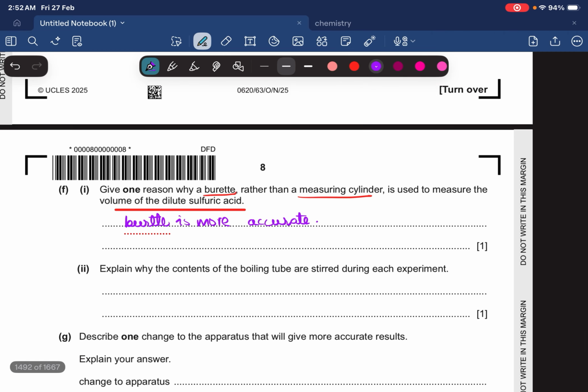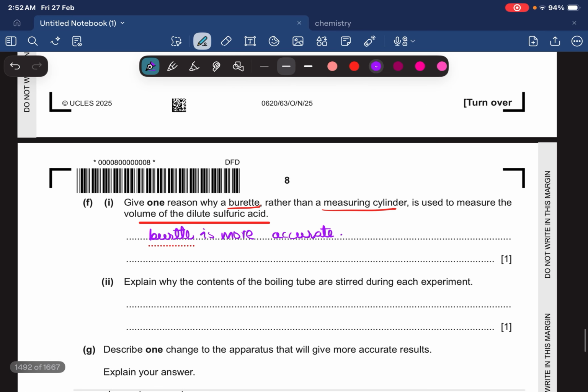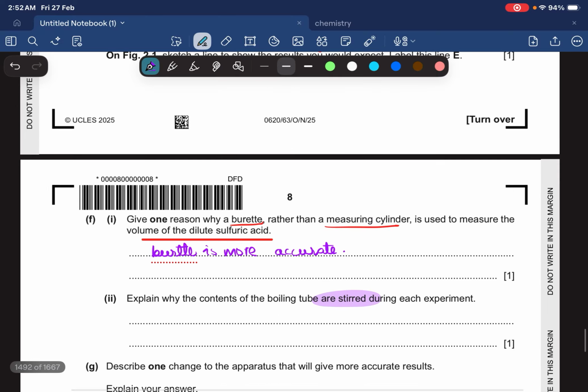Explain why the contents of the boiling tube are stirred during each experiment. To allow the contents to be evenly distributed, to mix them. I don't think that needs any explanation. Why do you stir things? To mix them. This part is easy. To evenly distribute them, to spread them. Use any word that makes sense to you.